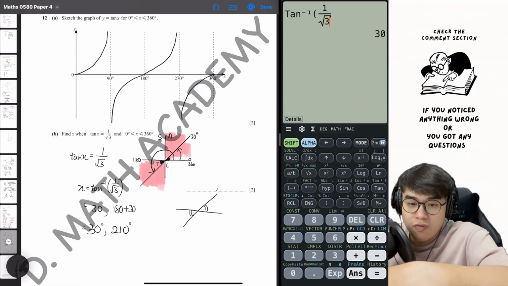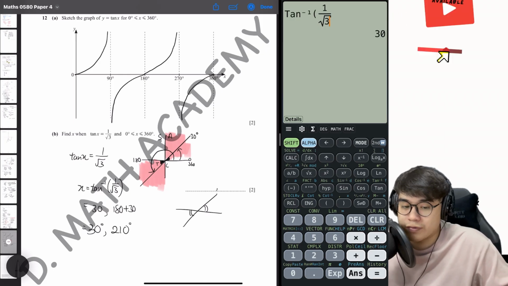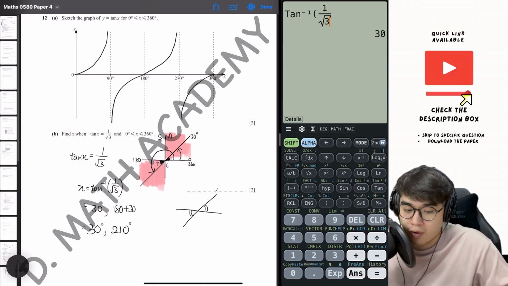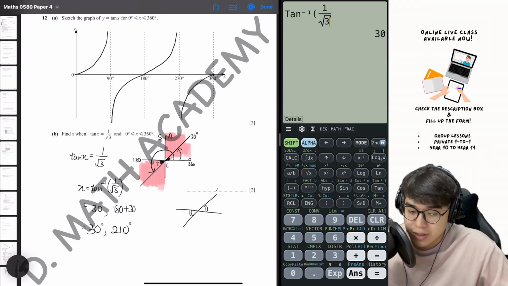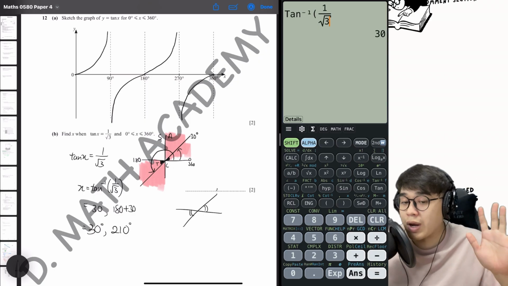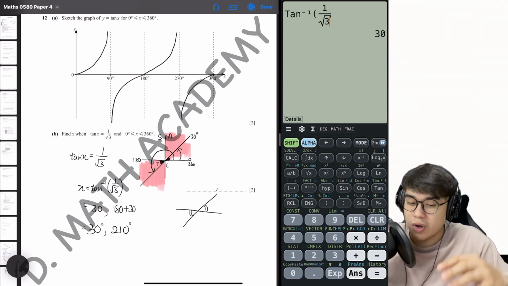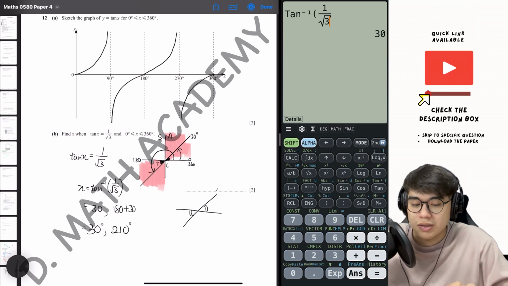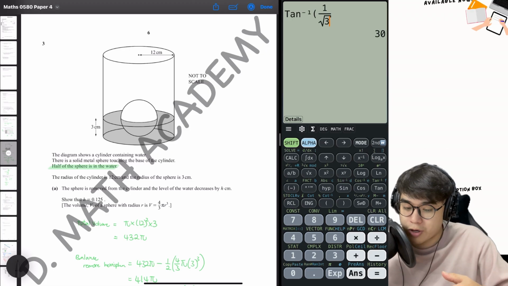Okay, so overall, in my opinion, this is one of the easier paper 4 that they have created for the past few years, surprisingly. As compared to paper 2, I think paper 2 is harder here. Okay, so the question that students might still struggle with will be question number 3 if you didn't read the question entirely.